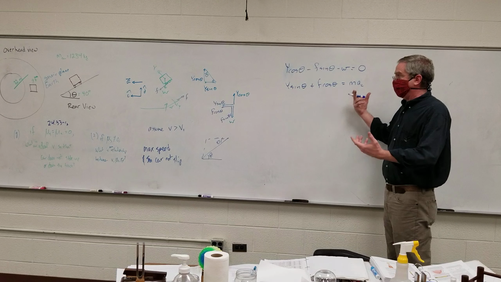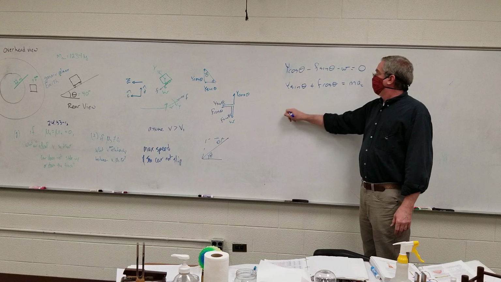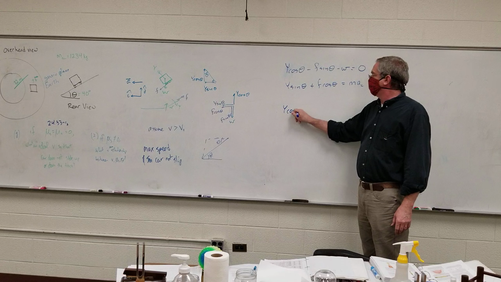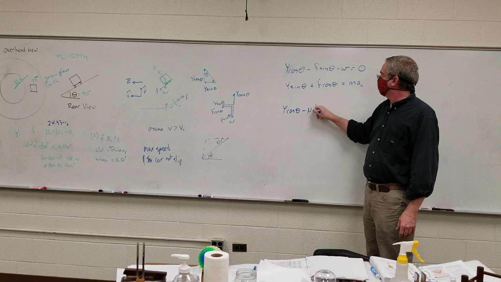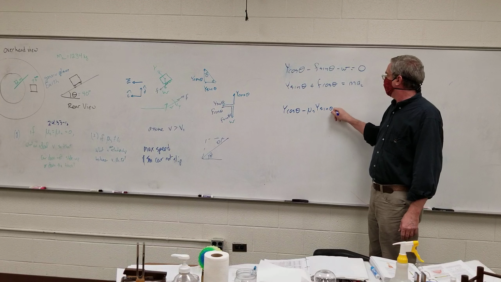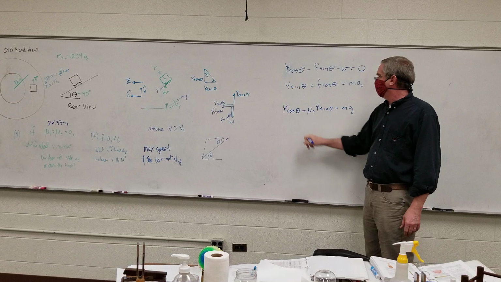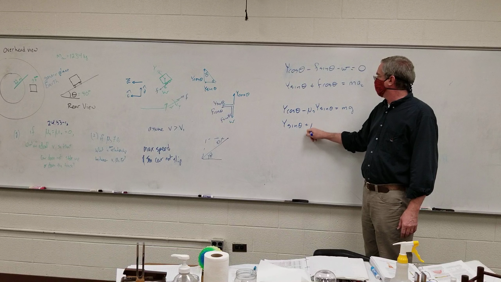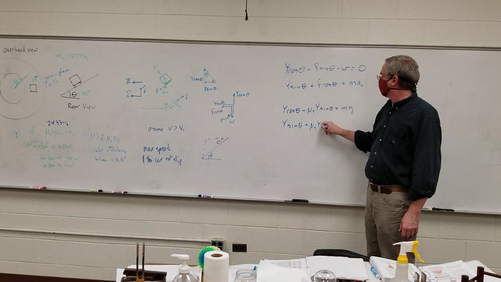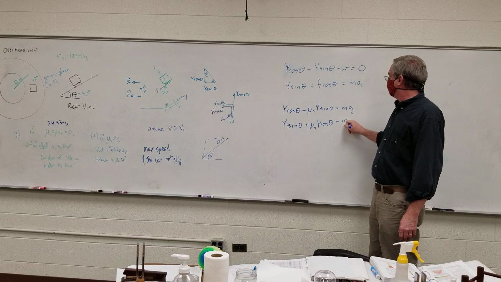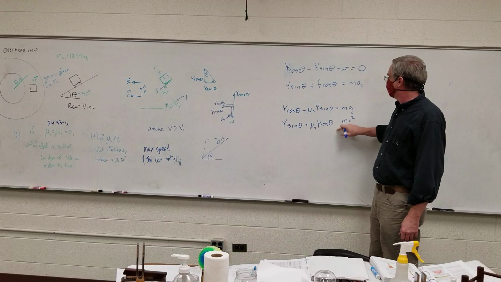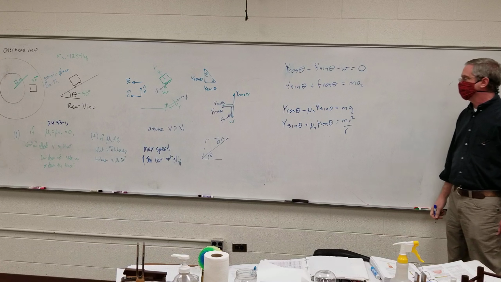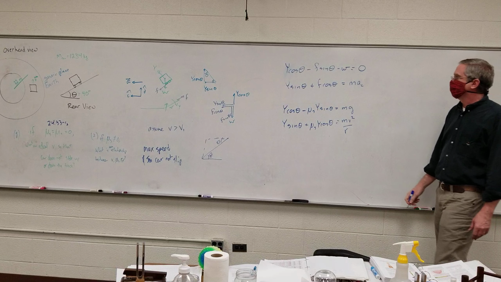So we're looking for Vmax. I have y cosine theta minus mu s y sine theta is equal to mg. And then y sine theta plus mu s y cosine theta is equal to m v squared over r. What does the mu go with, the y sine and y cosine?